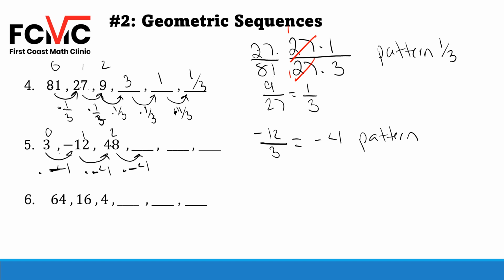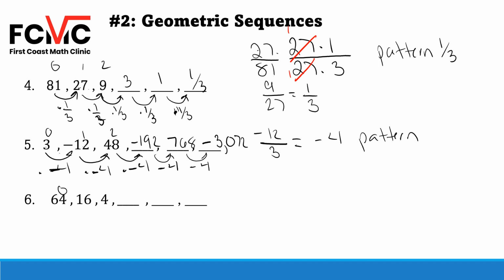48 times -4 is going to give us -192. Times -4 is going to give us 768. And then times -4 is going to give us a negative, and it should be 3072.